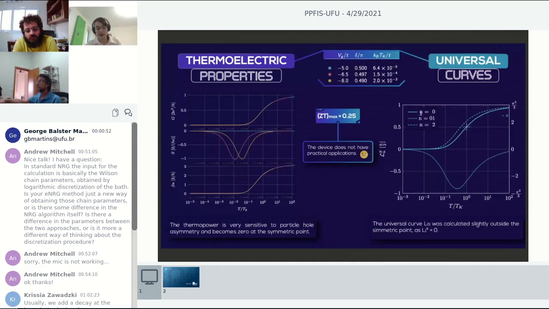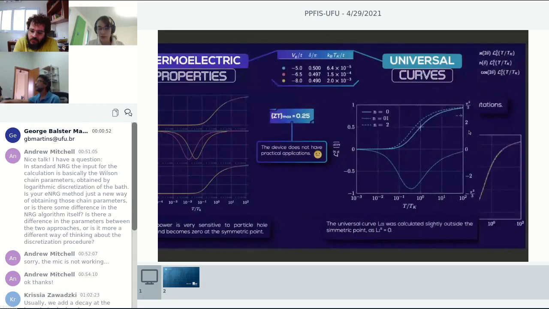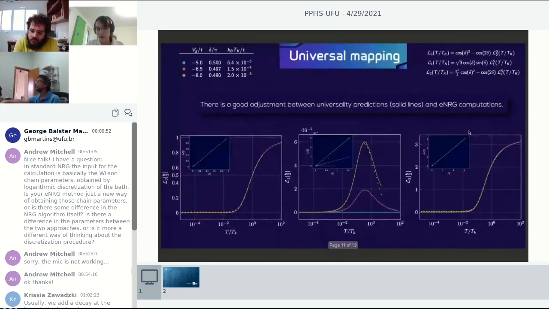And then with the NRG runs, we can also compute the universal curves, which is what I am showing here. The curve N0 is related to the conductance. It is actually the conductance, and it is this curve. And the curve L01 is the dotted curve related to the thermal power. And N2, the dashed line, is related to the thermal conductance, and it is on this scale. It is the only one on this scale.